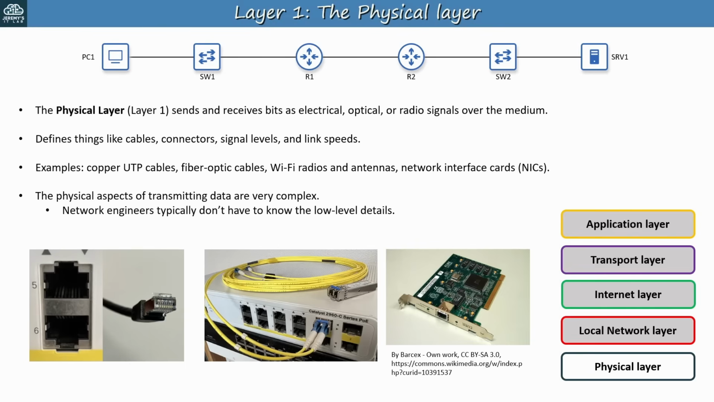So that's the physical layer, layer 1 of our TCP/IP model. In some models, this layer is combined with the next layer, but I think it's useful to differentiate between the physical concerns like these and the logical aspects of layer 2.